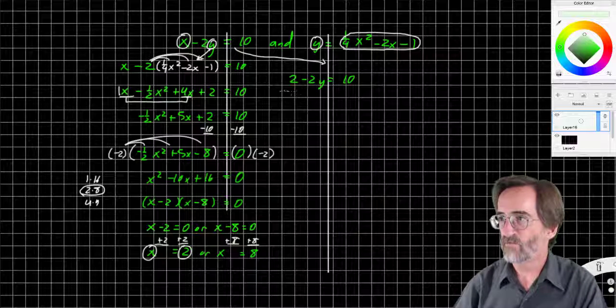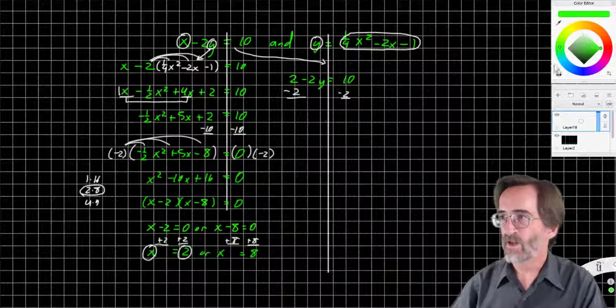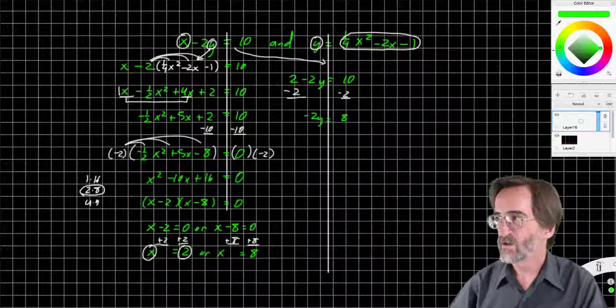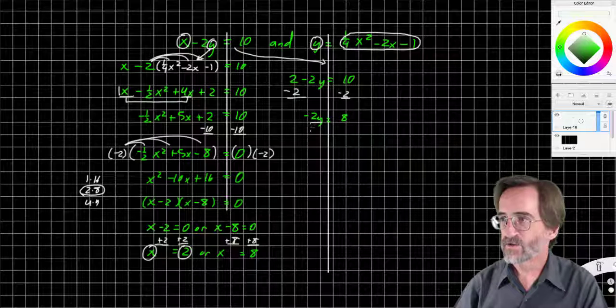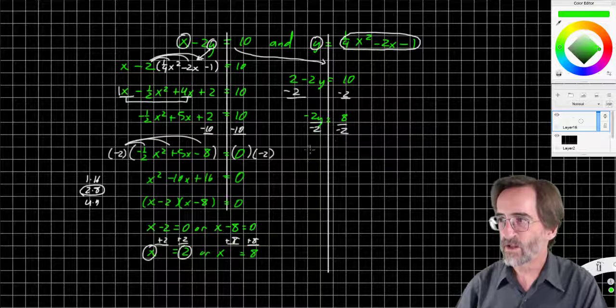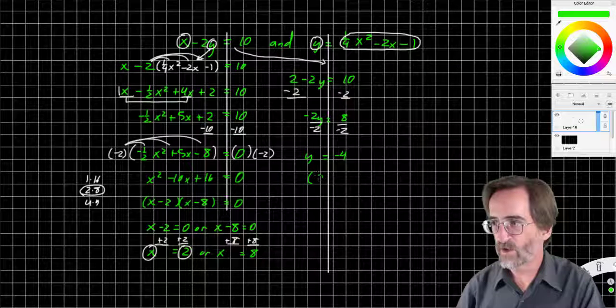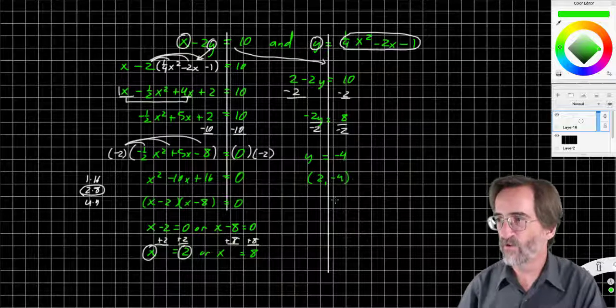Solve for y. So minus 2 on both sides. We end up with negative 2y equals 8. Divide by negative 2, and y is negative 4. Now we put in 2 for x, so this corresponds to the point 2 comma negative 4.